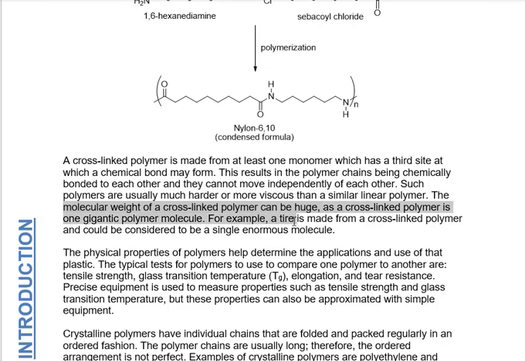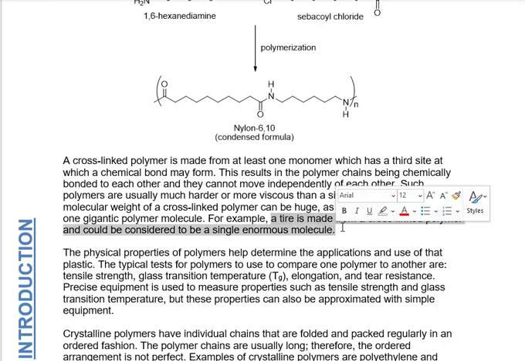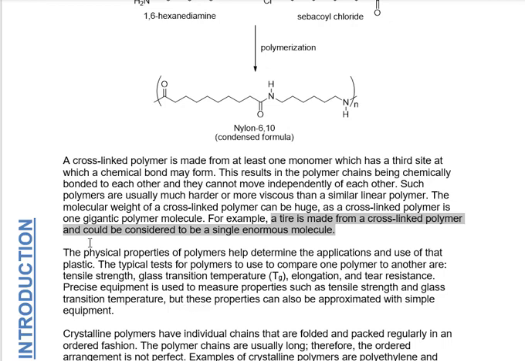For example, tires. Tires are an example of a cross-linked polymer, and the tires are exceptionally stable, right? If they weren't, we wouldn't want to use that rubber that's made in tires on our cars. All right, and so because they can withstand very hot temperatures, very cold temperatures, and still maintain a lot of integrity. All right, and then there's a lot of ways that we evaluate polymers.